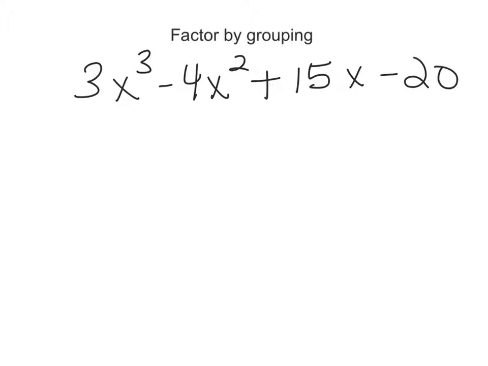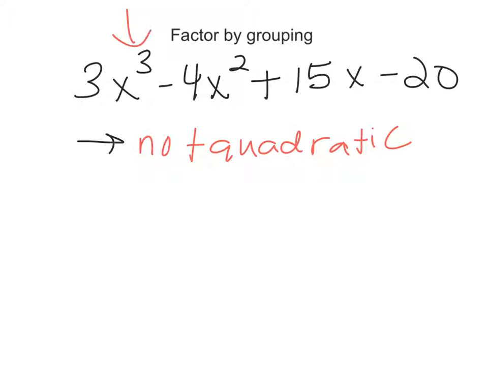One other factoring technique is called factor by grouping. Now, factor by grouping is going to be used mainly when something is not quadratic. In other words, when the biggest degree of a term is bigger than 2, like this one as an example of a cubic because it's a degree of 3. Another huge indicator when you're going to use factor by grouping is more than 3 terms.